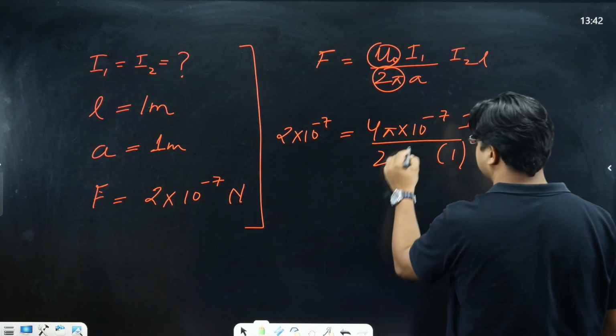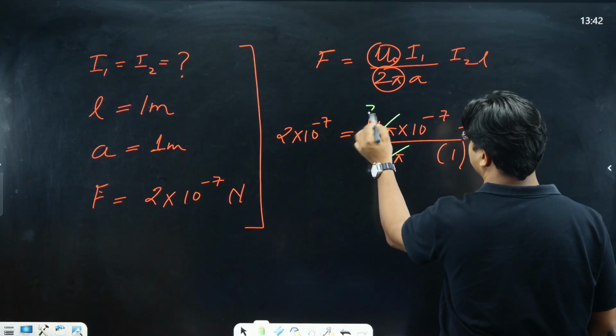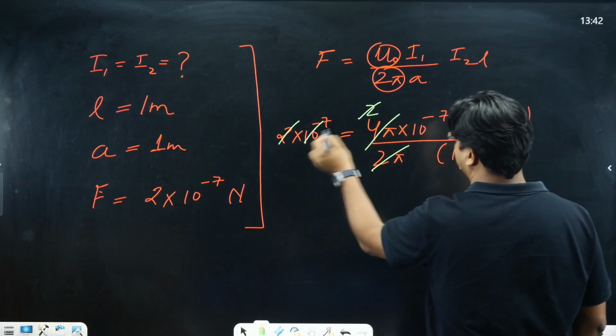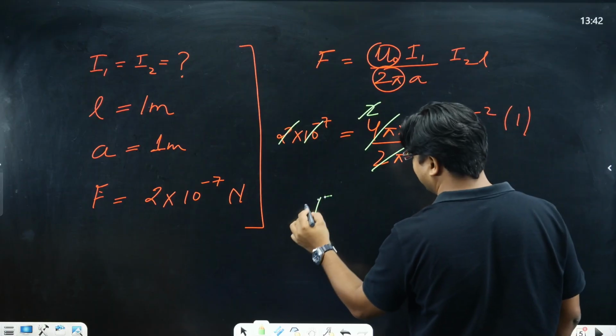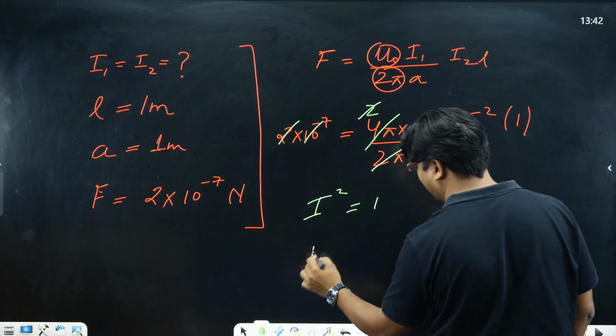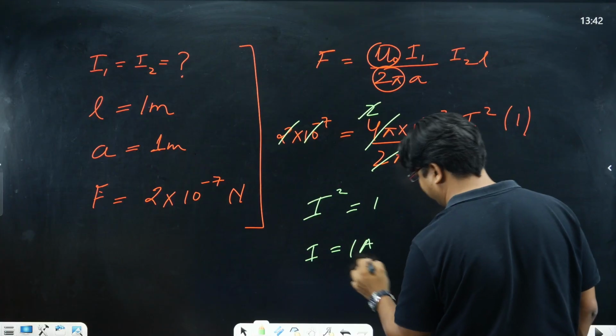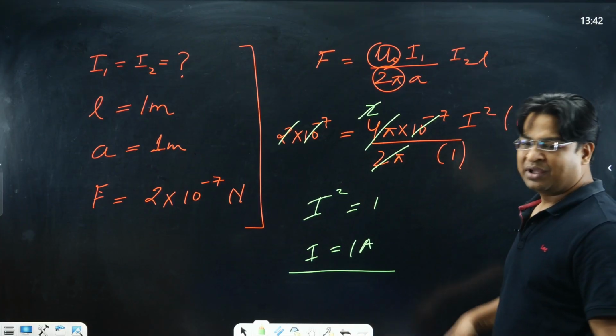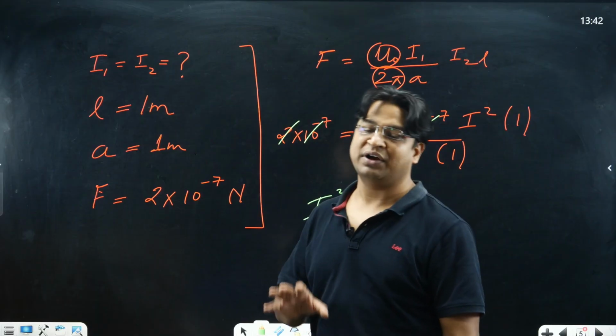Okay, for example, this 2 pi gets cancelled, it becomes 2, this 2 and 2 get cancelled, this gets cancelled. So what we get is that I squared is equal to 1, or in other words, I is equal to 1 ampere. Okay, now guys, this is the definition of 1 ampere.